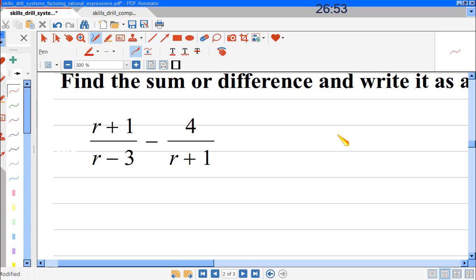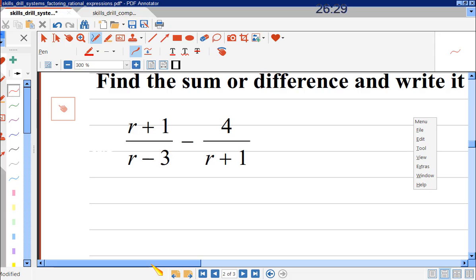A problem on the AccuPlacer with rational expressions, the ones I've seen are typically addition and subtraction, and you'll know you have this kind of problem because you're going to have fractions with variables in them. You're going to be asked to find the difference, the sum, maybe multiply them or divide them. I'm going to do one of the subtraction problems since they are probably the trickiest if you have no idea what you're doing.